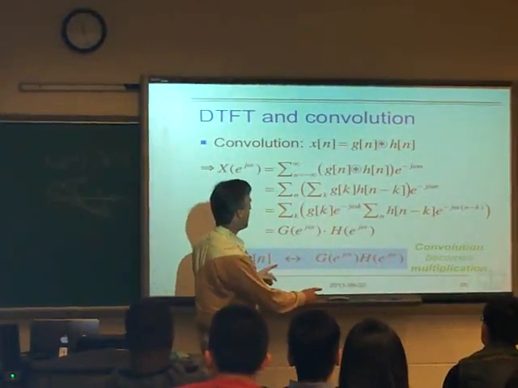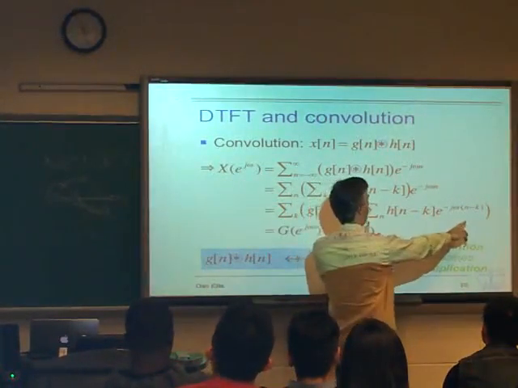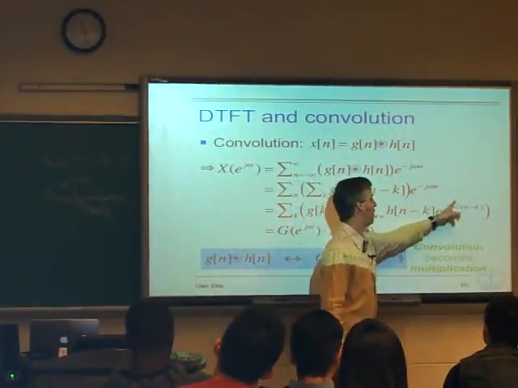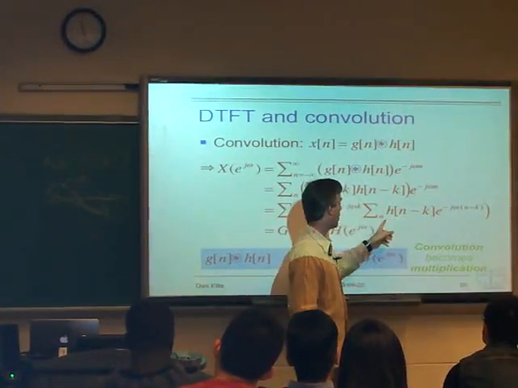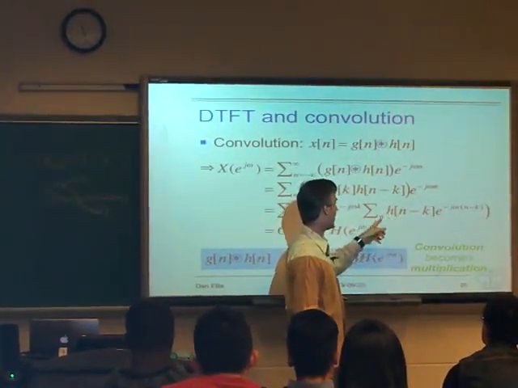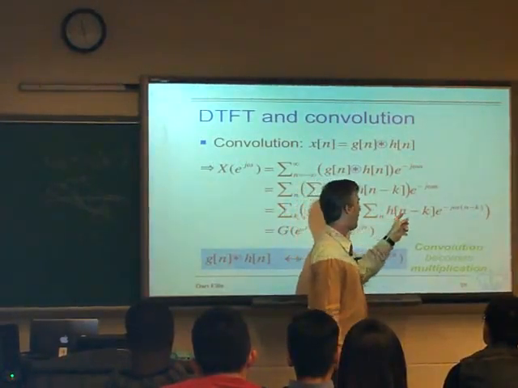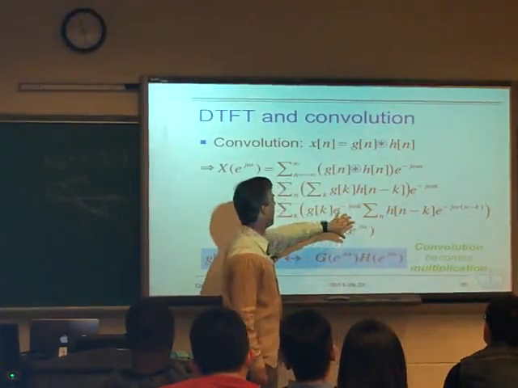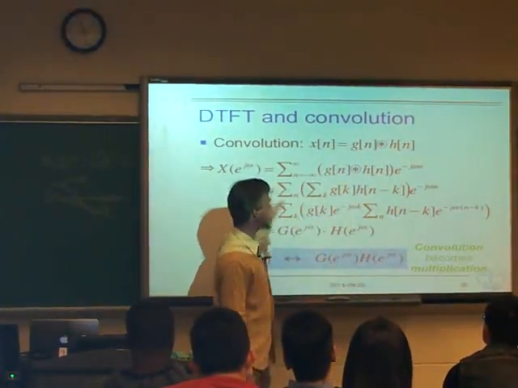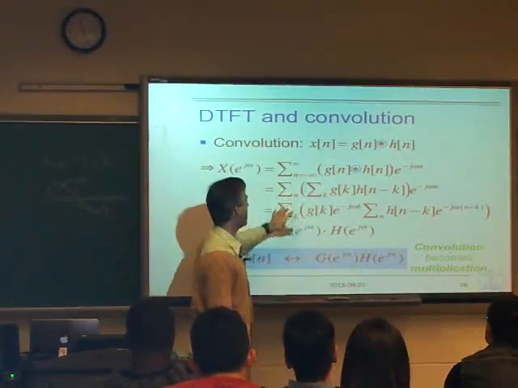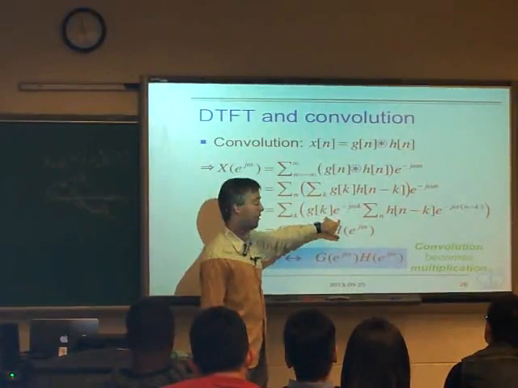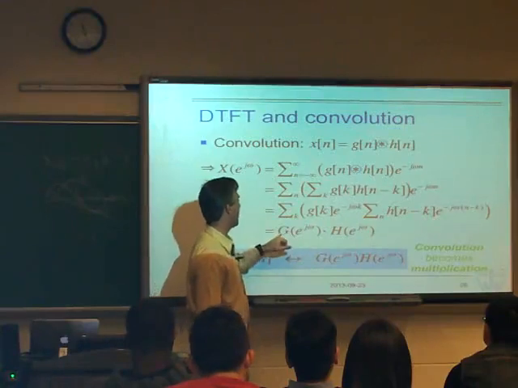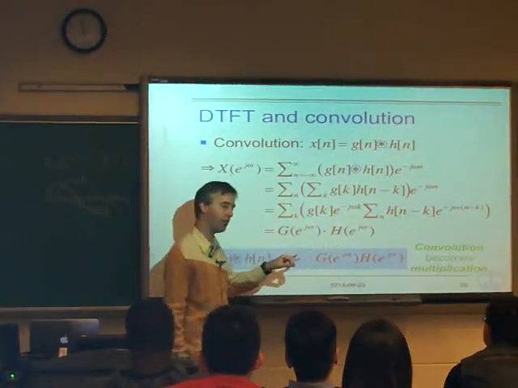Now, because we're summing over all values of n, we can do a change of variable, and this term is just the DTFT of h. If I say n dash is equal to n minus k, then it's the sum over all values of n dash of h of n dash e to the minus j omega n dash, which is just H of e to the j omega. And that doesn't depend on k. And the remaining terms are just the Fourier transform of g of k. And so X of e to the j omega is just G of e to the j omega times H of e to the j omega.